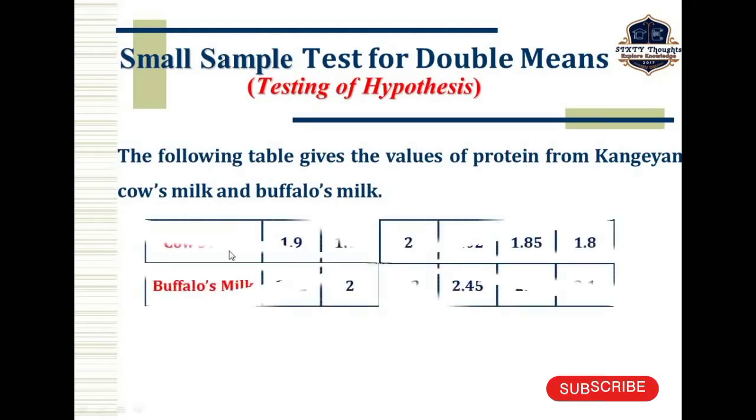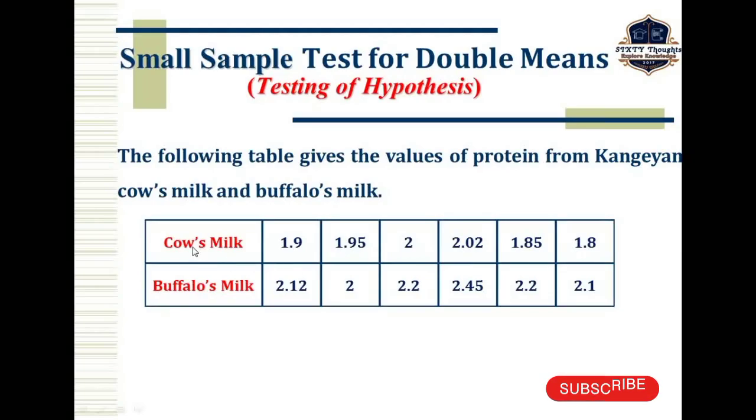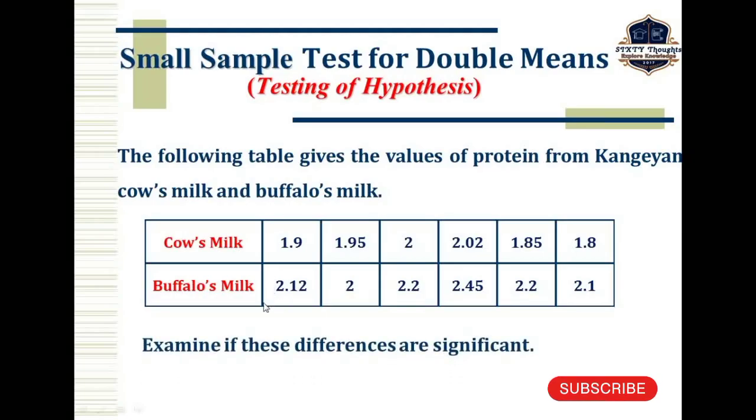Okay, so here we have data. So this is cow milk. Cow milk we have 1.9, 1.95, 2.02, 1.85 and 1.8. Similarly, we have data for buffalo milk, right? So using these two data, examine if these differences are significantly high or not.